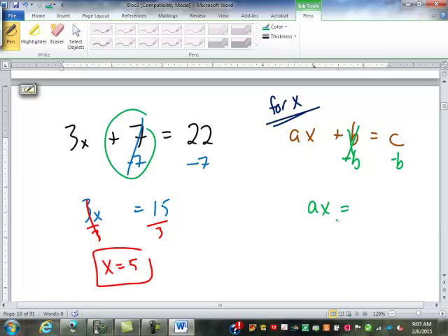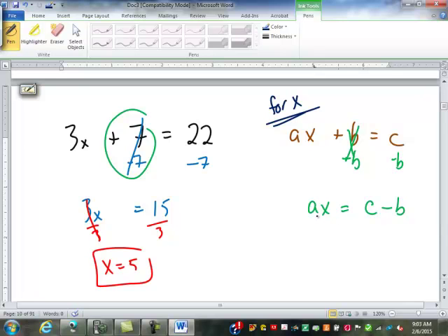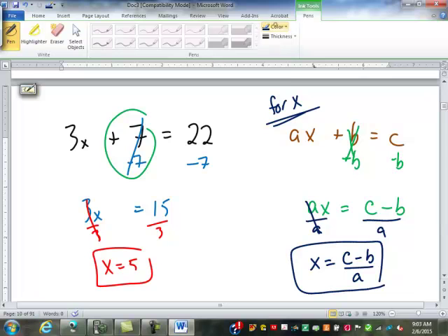So all that's left over here is the ax because we took away the b. What is c minus b? C minus b. There's no way to combine them. And then we have to divide by a. So the a is gone. We're left with just x. Well, c minus b divided by a is just c minus b over a. So, I mean, it's a little different, but it's not too horrible.